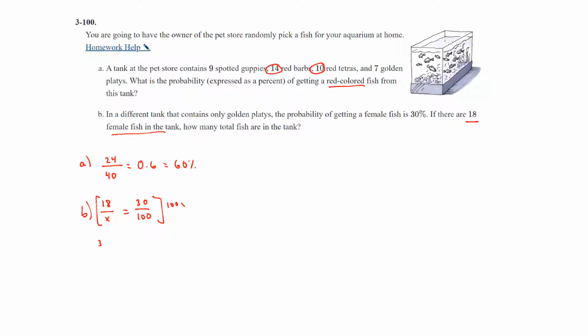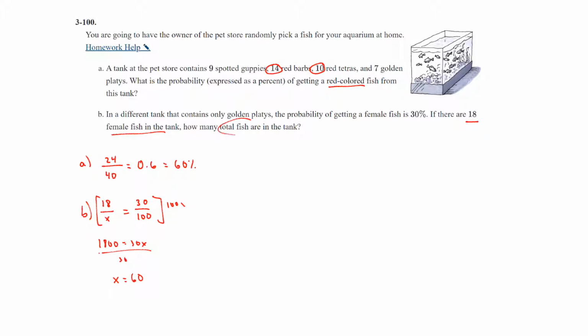So let's see, we would have 100 times 18, so that's 1800. And then the other one would be 30x. And then you can divide both sides by 30, and x would be equal to 60.